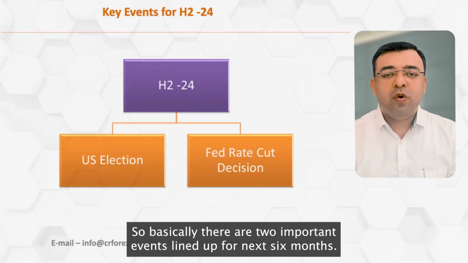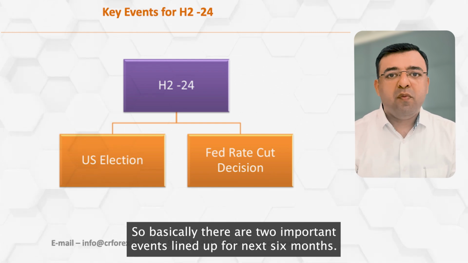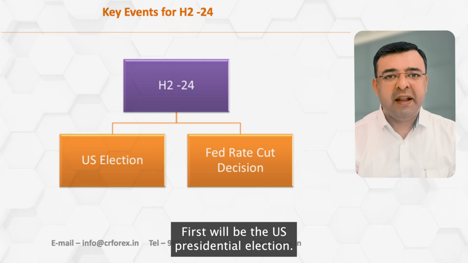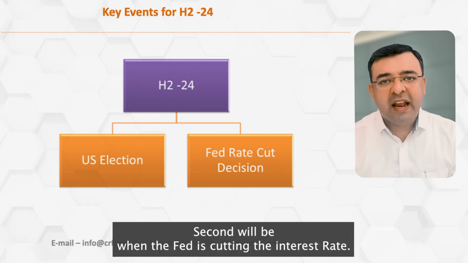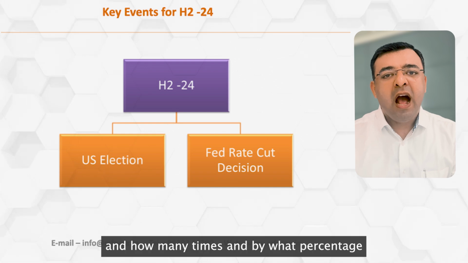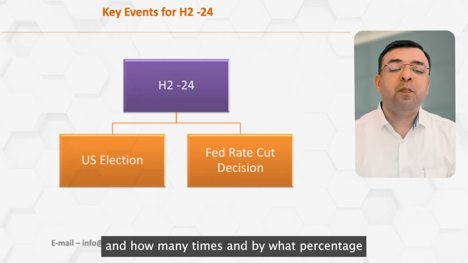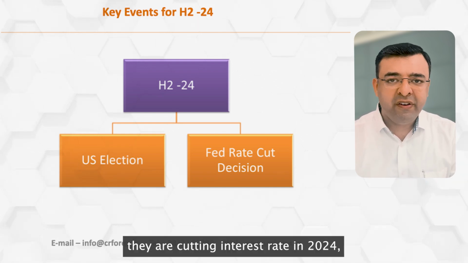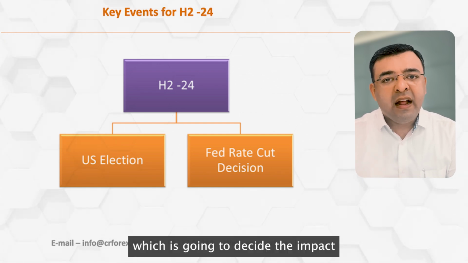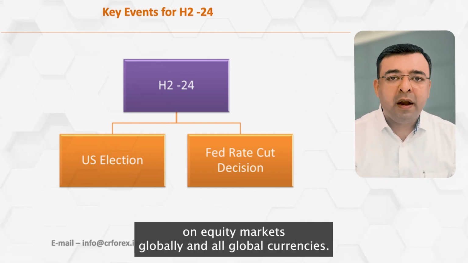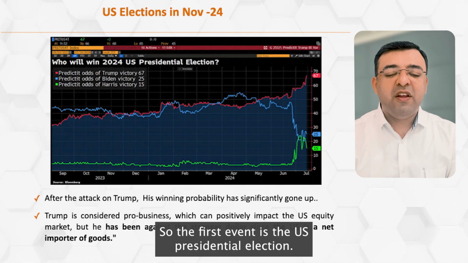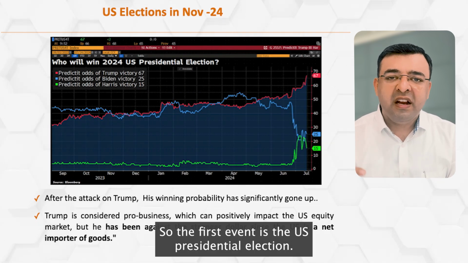So basically, there are two important events lined up for the next 6 months. First will be the US presidential election. Second will be when the Fed is cutting their interest rate, and how many times and by what percentage they are cutting interest rate in 2024, which is going to decide the impact on equity markets globally and all global currencies. So the first event is the US presidential election.